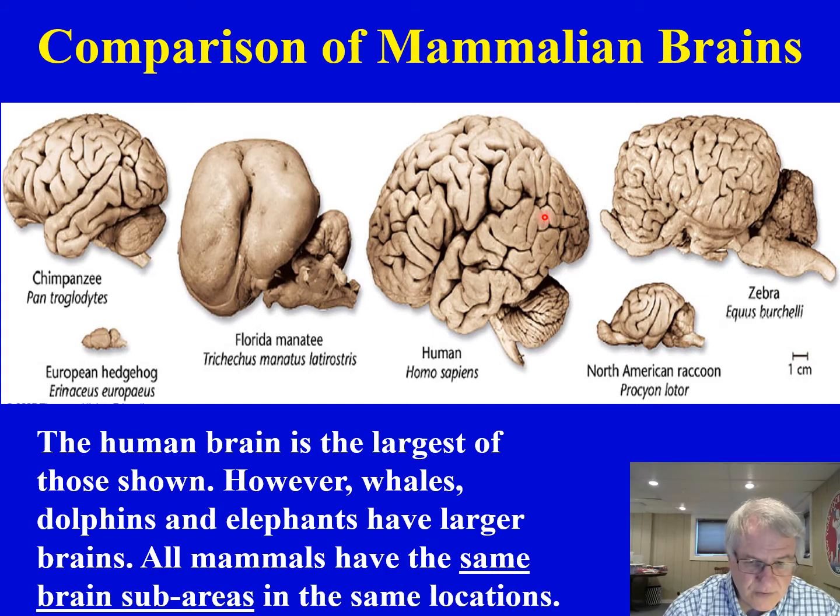But it's important to note that we as mammals have the same brain subareas in pretty much the same locations. Again, here's our cerebellum, here's our frontal cortical area that you see here. Well, take a look at a zebra. Here's the cerebellum that you see here. Here's the frontal area. Take a look at the raccoon. Here's the frontal area. Here's the cerebellum. Again, across many different species, the brain subareas are pretty much in the same location.